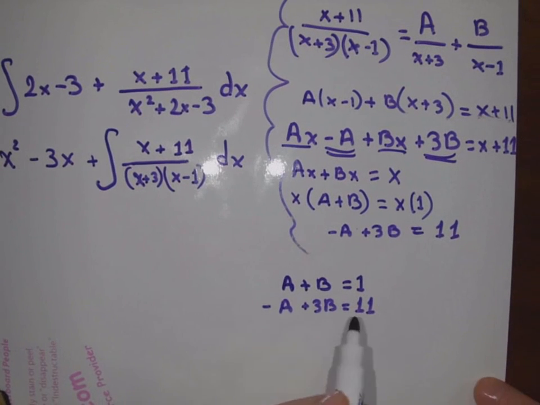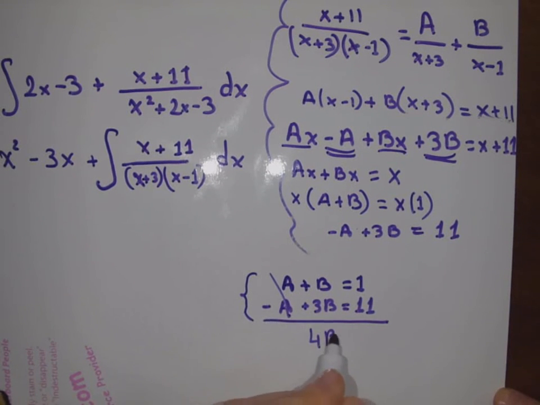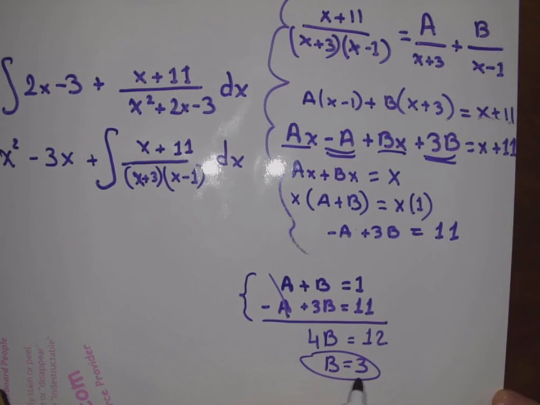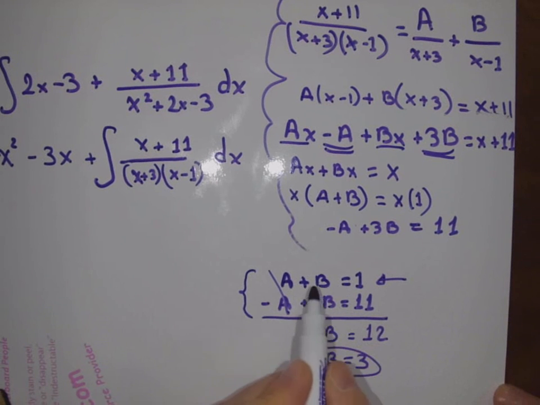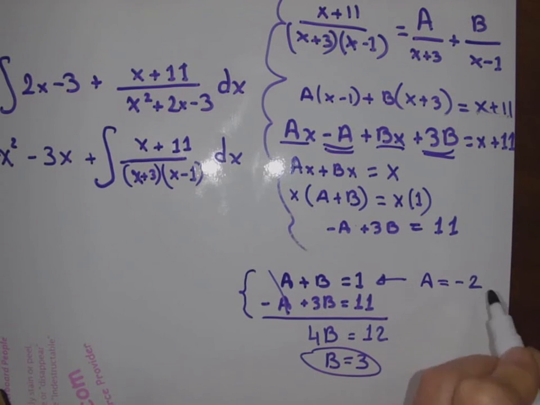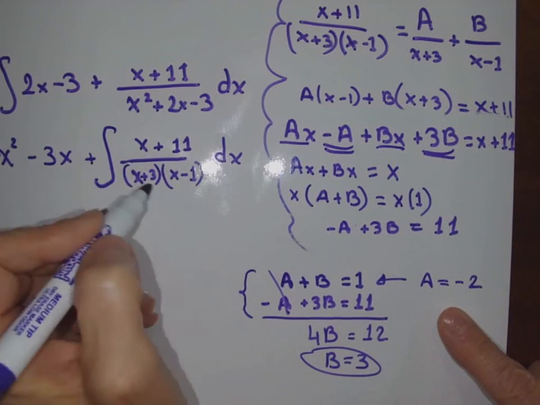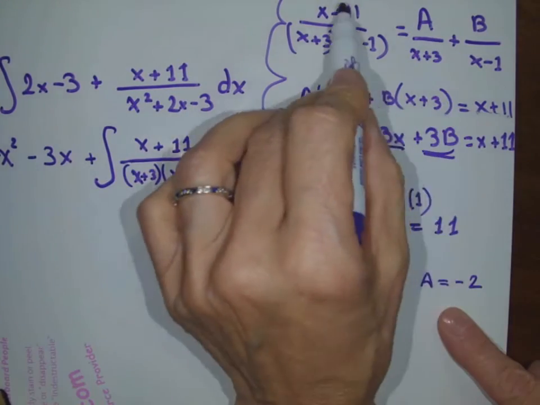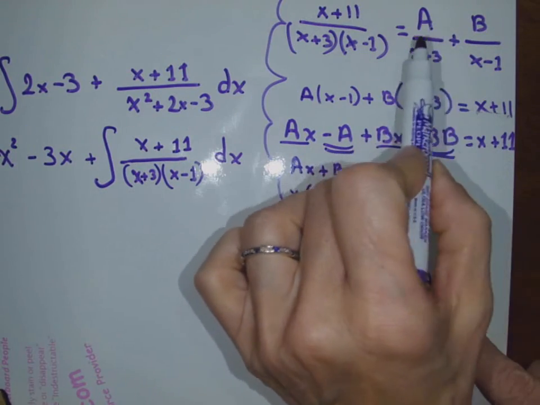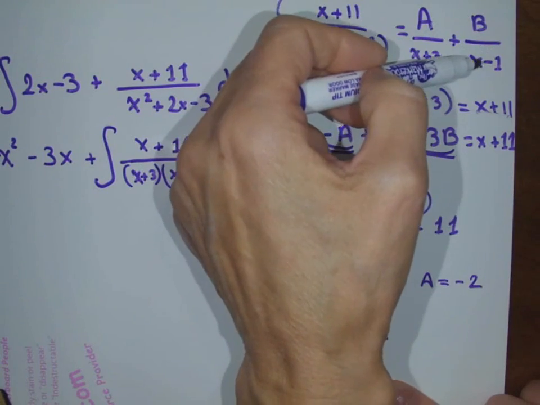Because what we're doing now is a system of equations. We're going to solve that system. And I'm going to solve it using elimination. So a minus a cancels. That will be 4b. And that will be 12 divided by 4. And now I know b is 3. And if I know b is 3, I can go back to this one up here. And if that's 3, then a will be equal to 1 minus 3, which is negative 2. Right? So what is that telling me? It tells me that I can break this fraction into two fractions where a is negative 2, will be over x plus 3, and b is 3, and it will be over x minus 1.